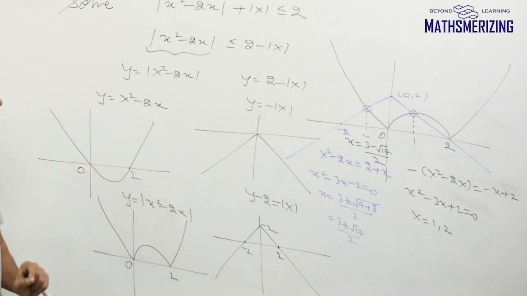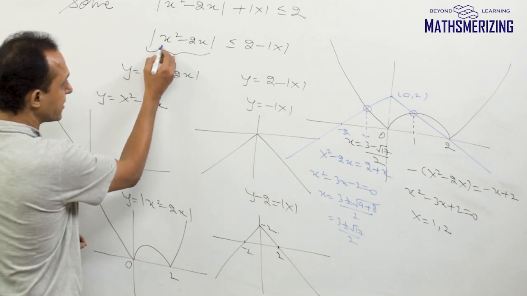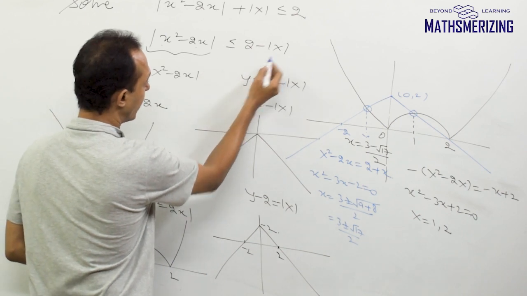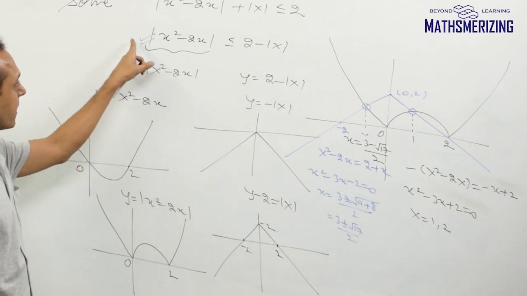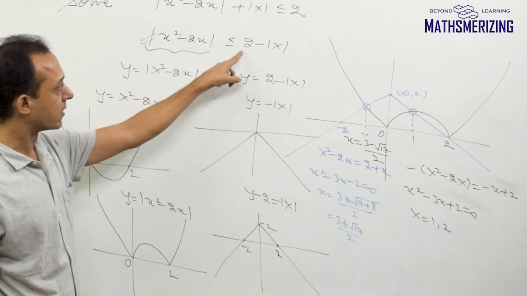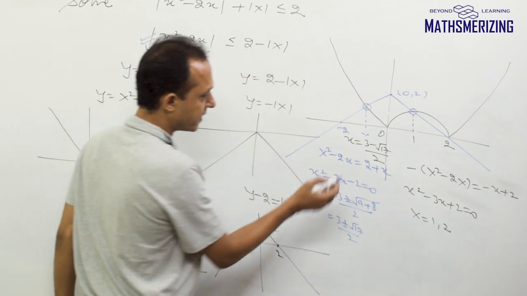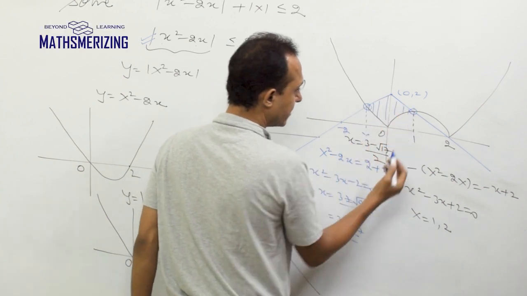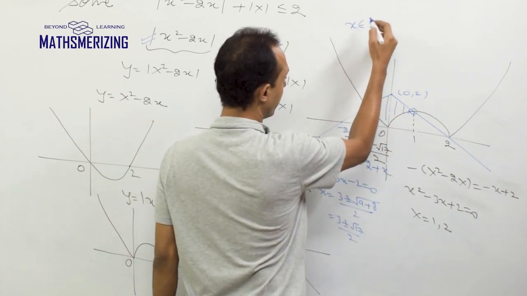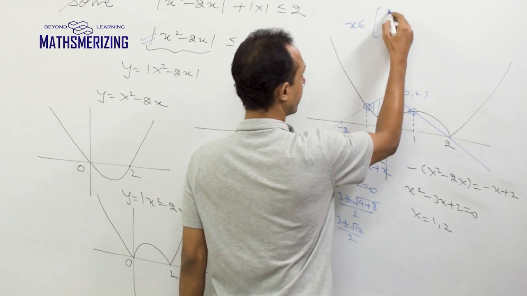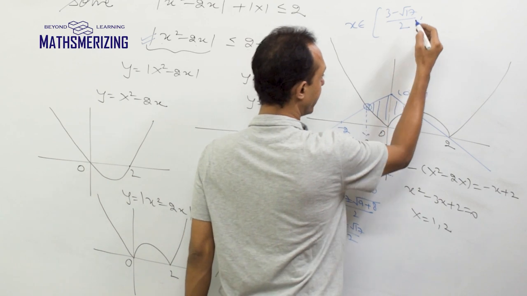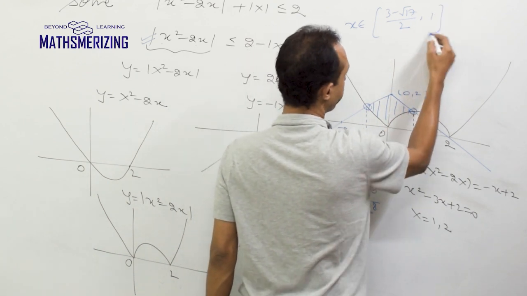Now I need to find the interval where mod of x square plus 2x is less than or equal to 2 minus mod x. So I need to find the interval where graph of this first function lies below the graph of second function. So the graph of first function lies below the graph of second function in this interval. So answer to this question will be x belongs to 3 minus root 17 by 2 to 1.